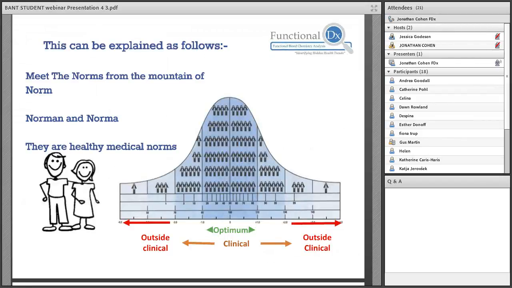So let me explain this in a slightly more light-hearted and humorous way. Allow me to introduce you to the Norms from the mountain of Norm. We have Norman on the left and Norma on the right, and these are healthy medical norms. In other words, they live in that lovely area within 2 standard deviation points, the clinical range, and they're considered healthy. It's fine.